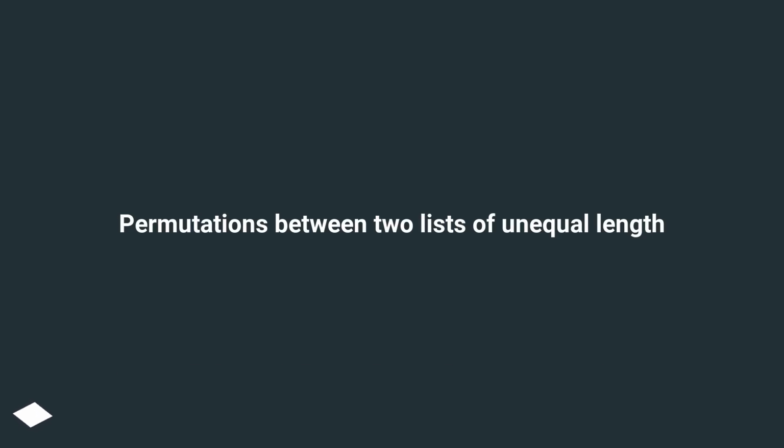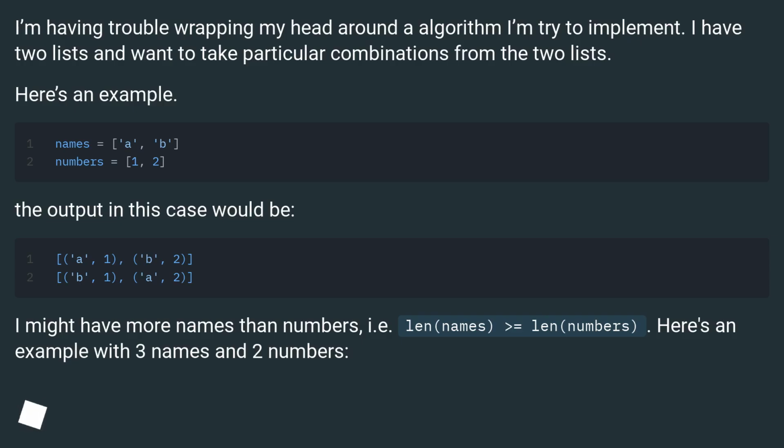Permutations between two lists of unequal length. I'm having trouble wrapping my head around the algorithm I'm trying to implement. I have two lists and want to take particular combinations from the two lists. Here's an example.